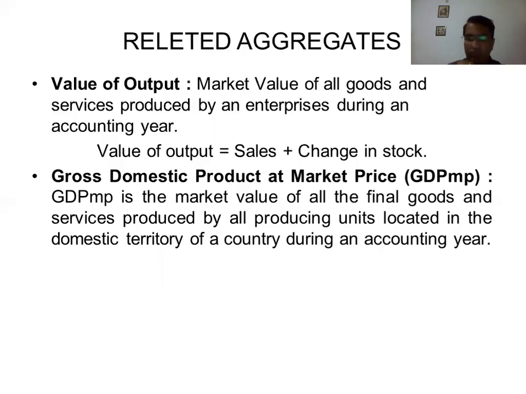Here two things are most important. One is the final goods: we will include the value of final goods only. Second, it is domestic, so it is related to the domestic territory of a country. The income or the production which is produced within the domestic territory of a country is called domestic income or domestic product. Now, how to calculate?